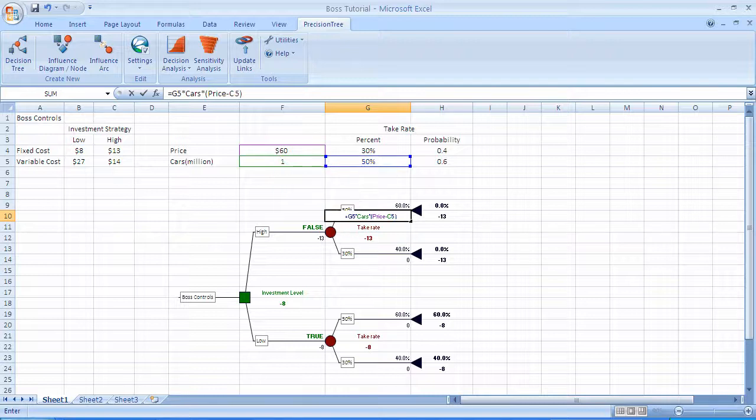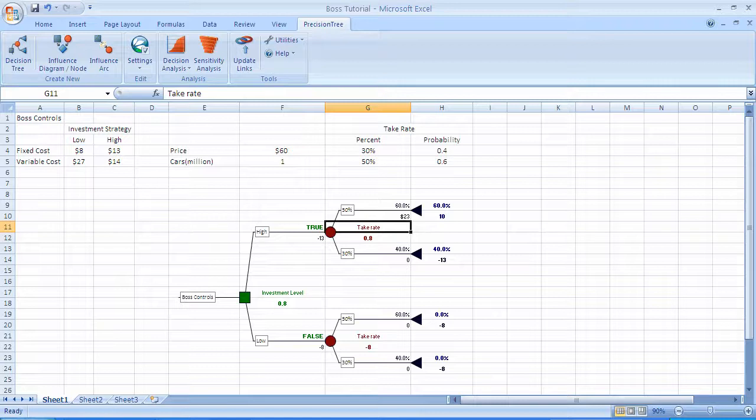In cell G10, we've been writing the formula. We've set it equal to G5 times the cell named cars times, when we open the parentheses, price. We've typed in the minus sign, and we're now about to select a cell with the $14 and close the parentheses. When we do that, this is what appears.